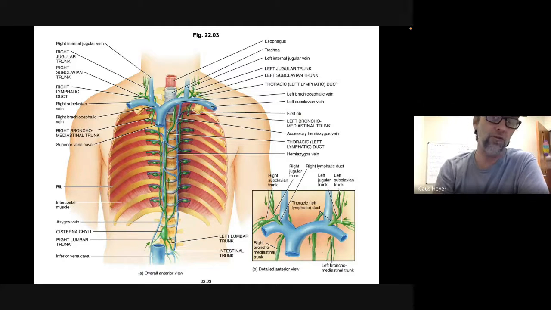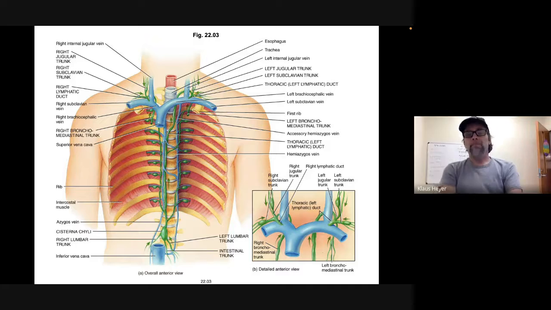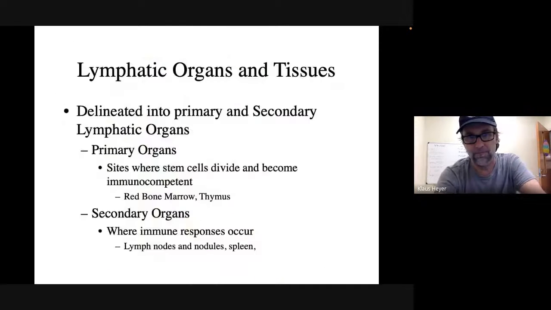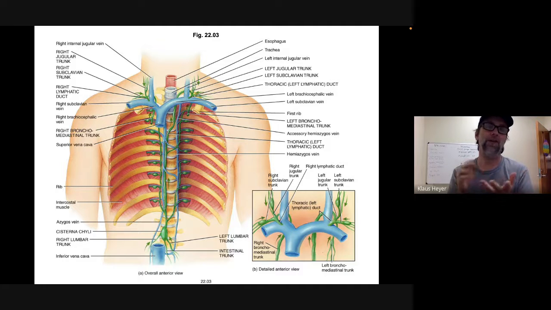This is a closer shot of it. So, wait, let me see if I wrote it. No. All right. So how it goes is it'll start with a lymphatic capillary. That's the beginning of it. And then those lymphatic capillaries are going to converge and get bigger. And so they become lymphatic vessels. And then there's these lymph nodes.